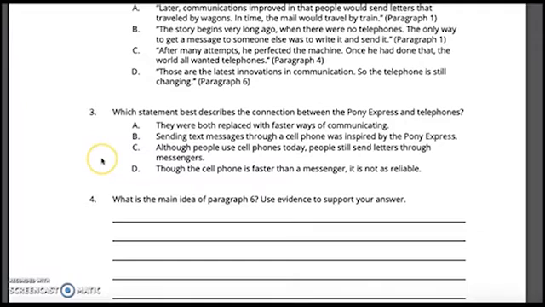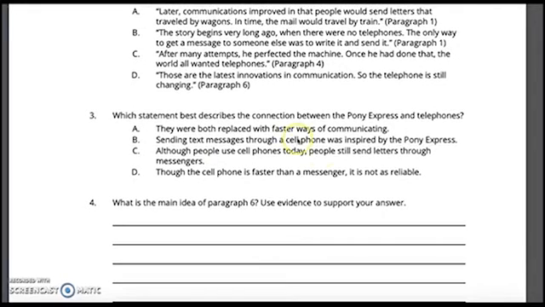In order to see the connection between these, you need to look back at the text. You need to ask yourself, were both of these replaced? What did the article tell me? That the cell phone and text messages were inspired by the Pony Express. Are people still sending texts or sending letters through messengers? And is the cell phone not reliable? Go back in the text and find evidence to support your answer of how the Pony Express and telephones are connected. How are they both alike?